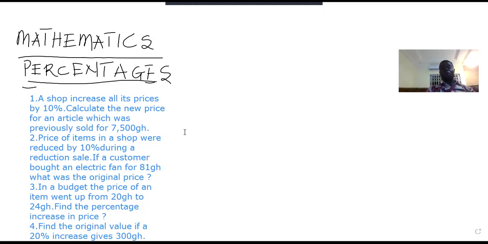Okay, so I would love you guys to try your hands on these questions, and we discuss them in our next lesson. So the last part of percentages for GHS1 people, we're going to look at the application of percentages in profit and loss. How to apply percentages in profit and loss. And we're still going to use the idea of percentage increase and decrease, and the idea of proportion.